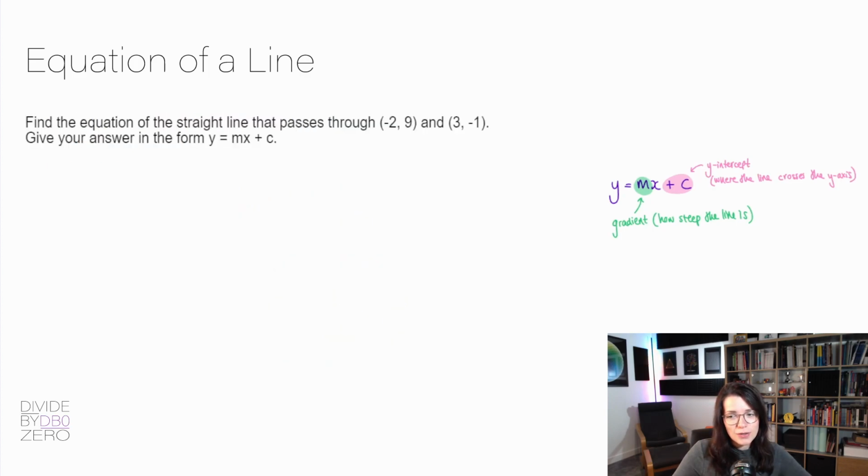So it says, find the equation of the straight line that passes through minus 2, 9 and 3, minus 1. Give your answer in the form y equals mx plus c. Now, the reason I say this one's quite tricky is that there's no diagram. It's just a description of the scenario.